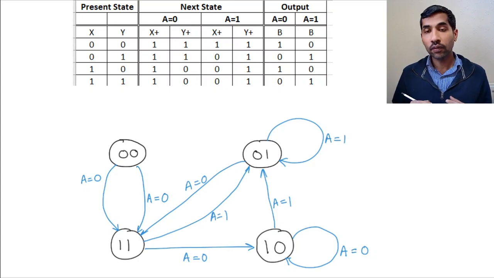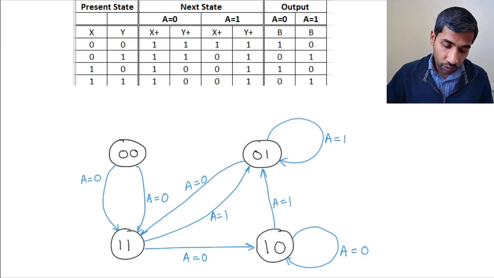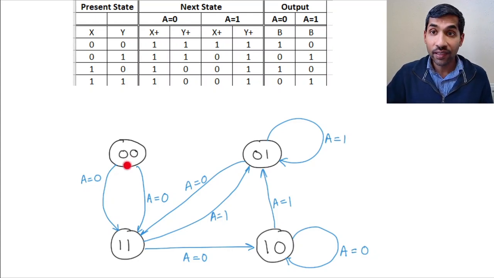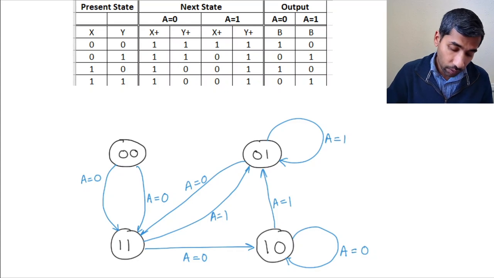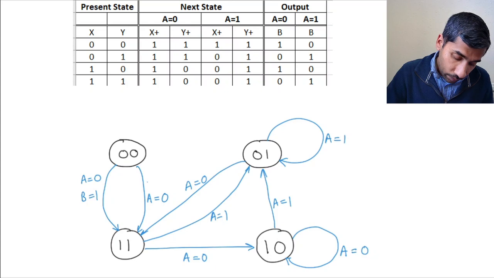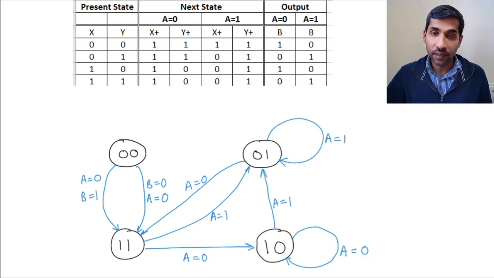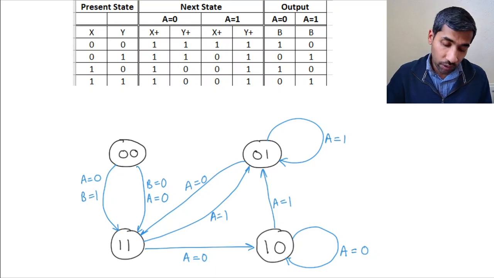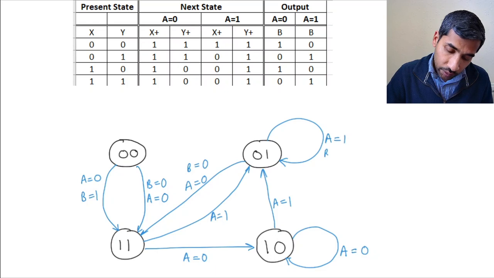And lastly, what we want to do is, with each of these transitions, there is an output associated, right? So for example, if you are in 0 0 and you get an input of a equal to 0, what is the output? The output is b equal to 1, as you can see in the truth table. So you can write b equal to 1. And similarly, you can write b equal to 0 for this particular transition. And you can just fill it in for all the transitions, right? This is b equal to 0. This is b equal to 1.